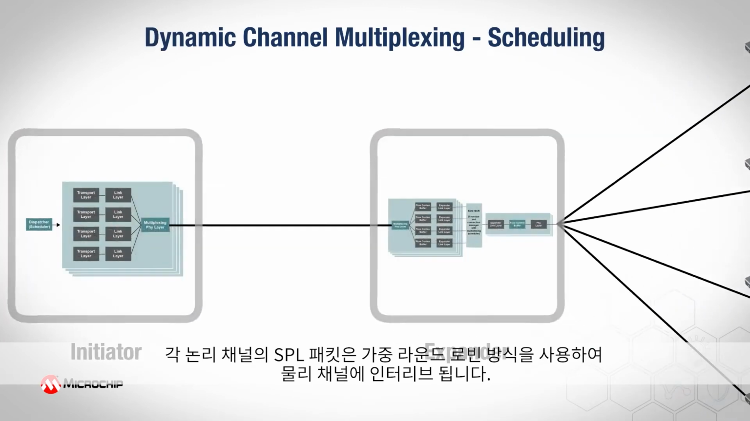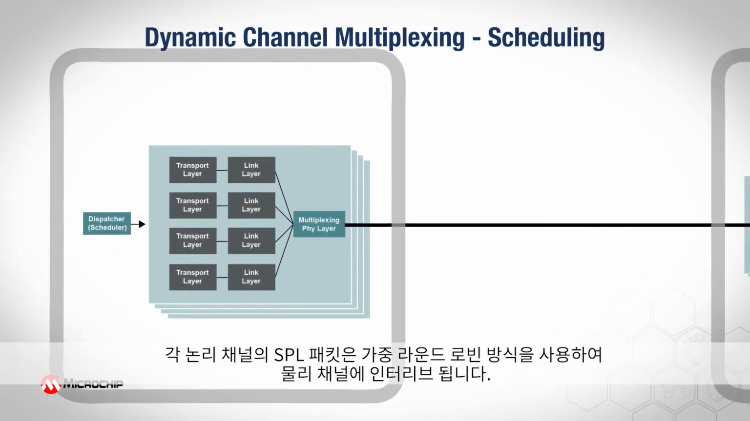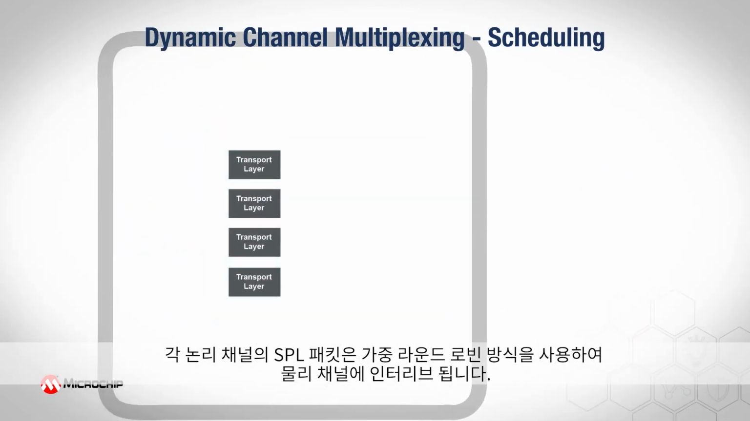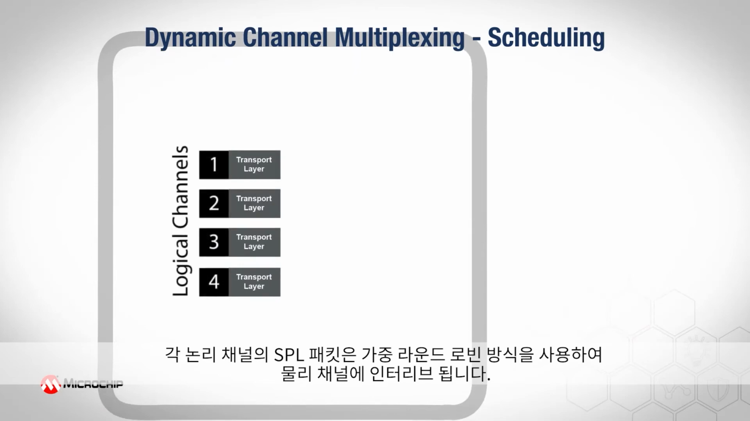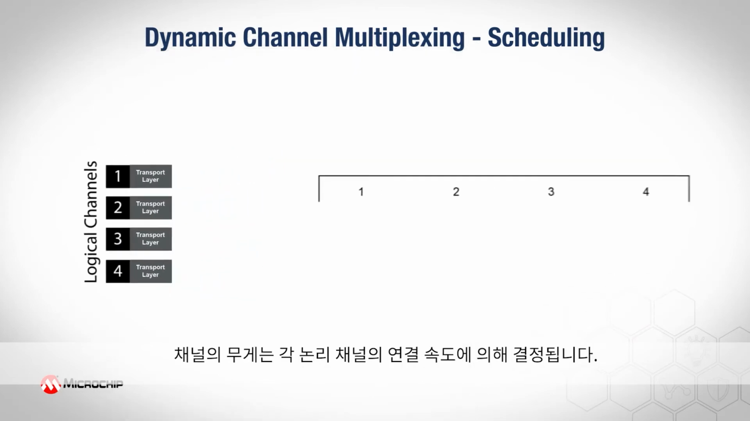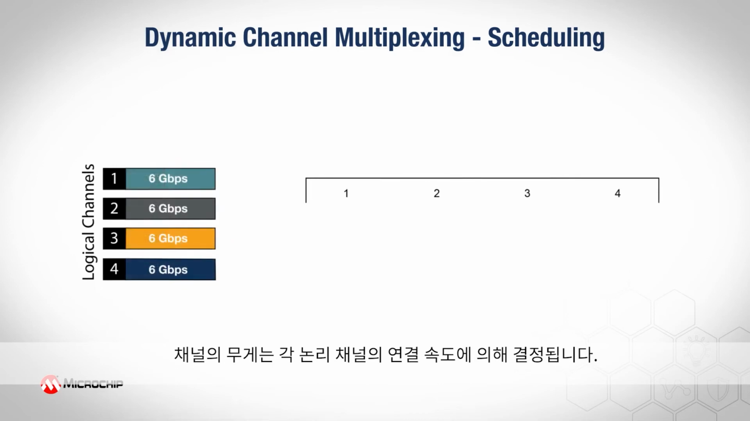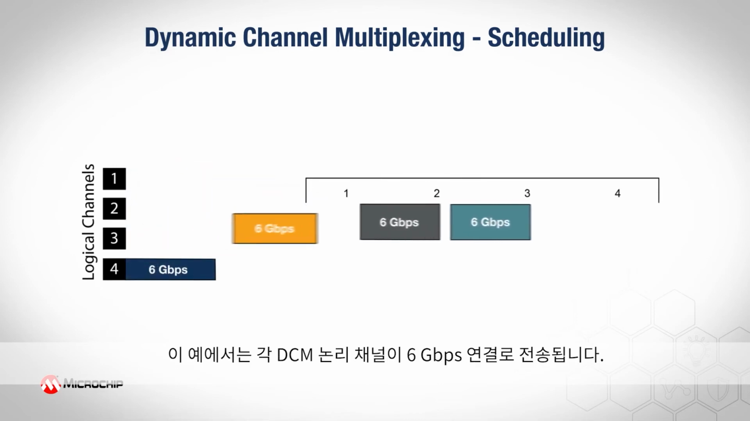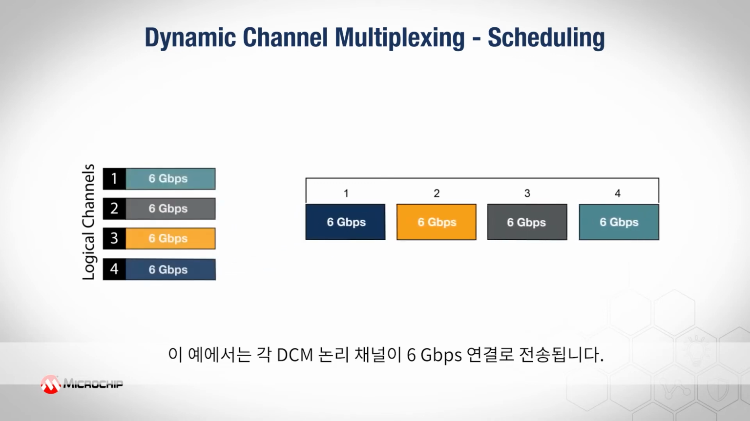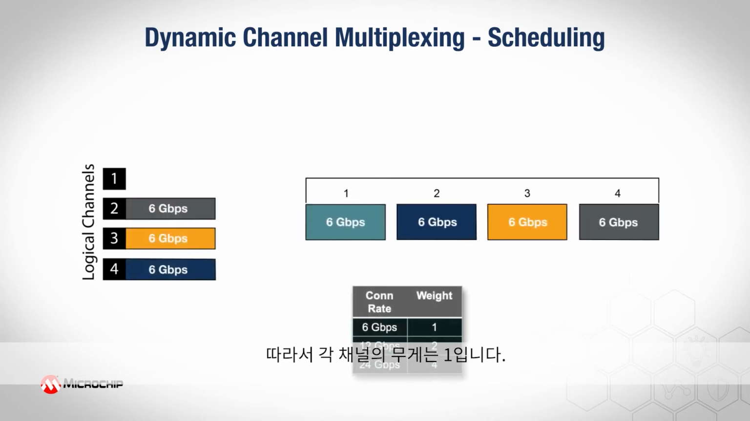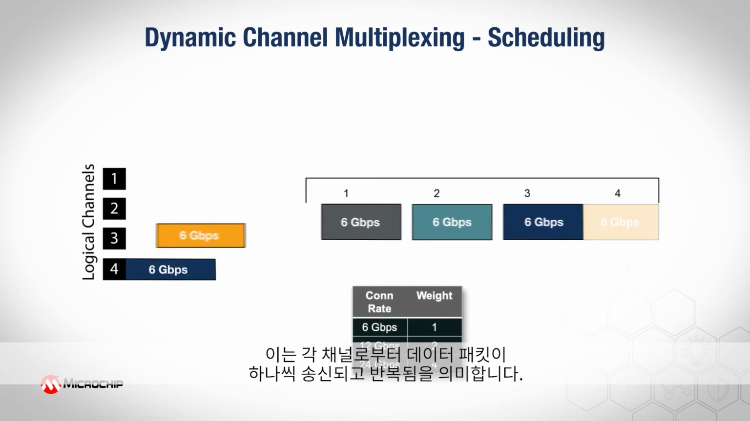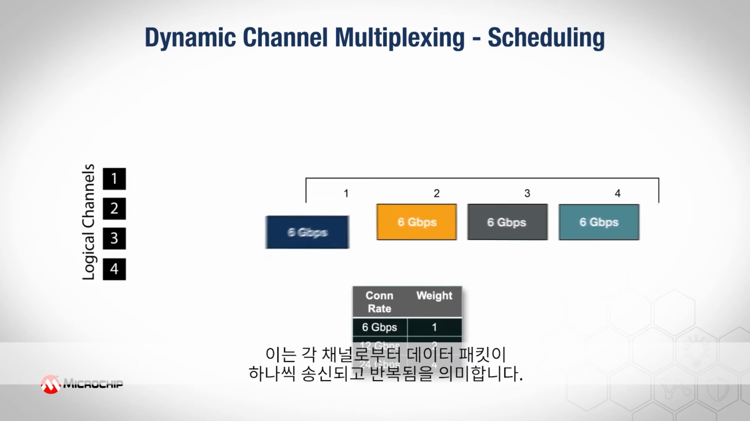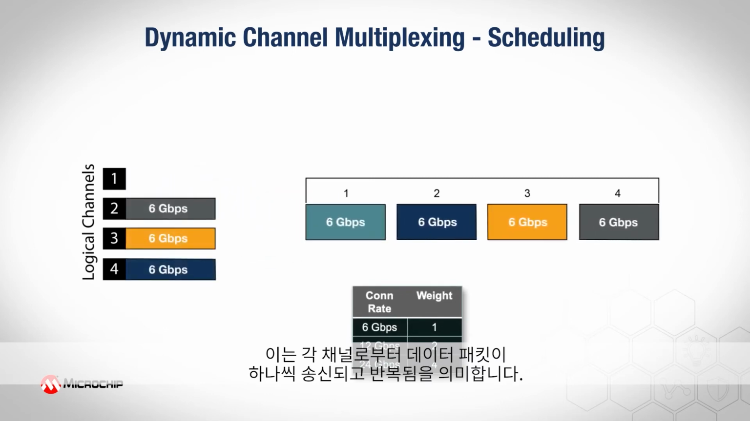SPL packets from each logical channel are interleaved onto the physical channel using a weighted round-robin scheme. The channel weights are determined by the connection rate of each logical channel. In this example, each DCM logical channel is carrying a 6 gigabit per second connection, so the channel weight for each channel is 1. This means that one data packet is transmitted from each channel before the pattern repeats.